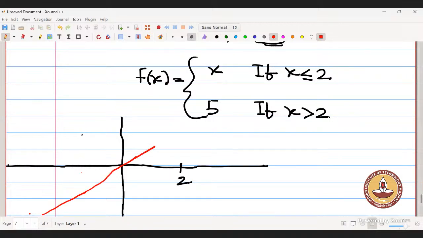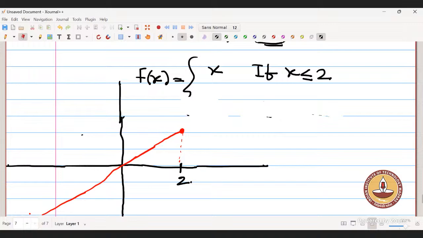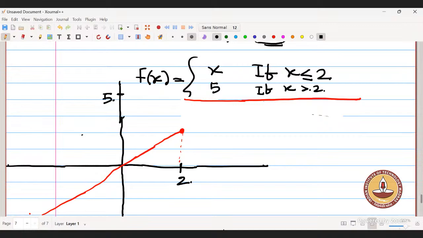Sir, it is question number 3. No, it is 4. So you will get this point, right? At 2, the value of the function is 2. Let me slightly increase this. Let's say this is your 5. And after 2, the value of the function basically is 5, sorry. So you will get a straight line parallel to the x-axis, right?